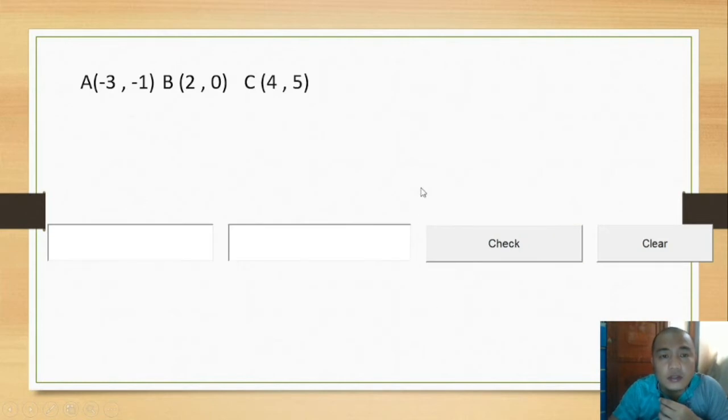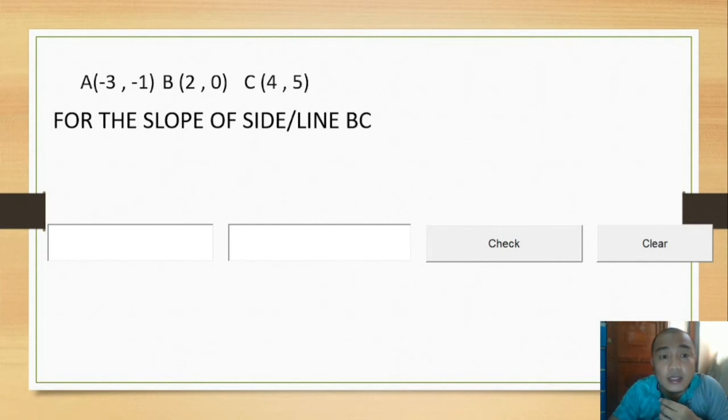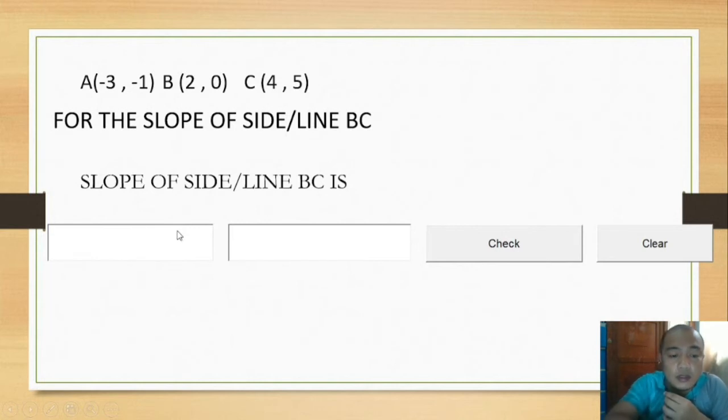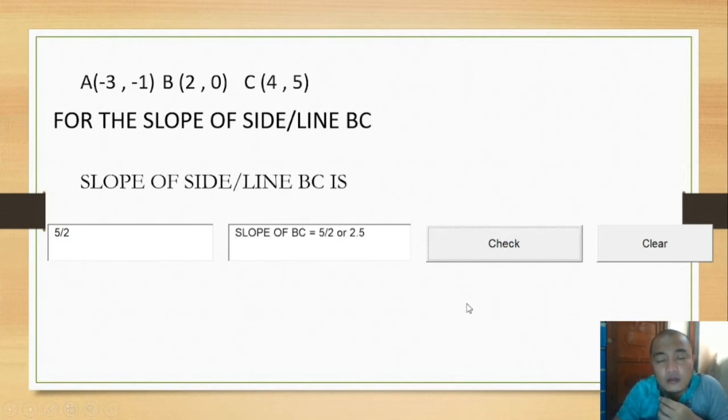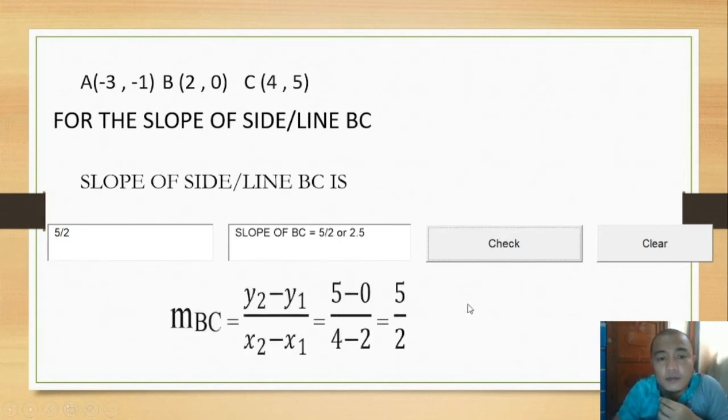What's next? Let's solve for the slope of the side or line BC. So B 2, 0, C 4, 5. So what is the slope? 5 minus 0 is 5, 4 minus 2 is 2, so we have 5 halves. 5 halves or 2.5 is the slope of line BC. Let's check. Correct, 2.5 or 5 halves. So the slope of line BC is 5 halves.